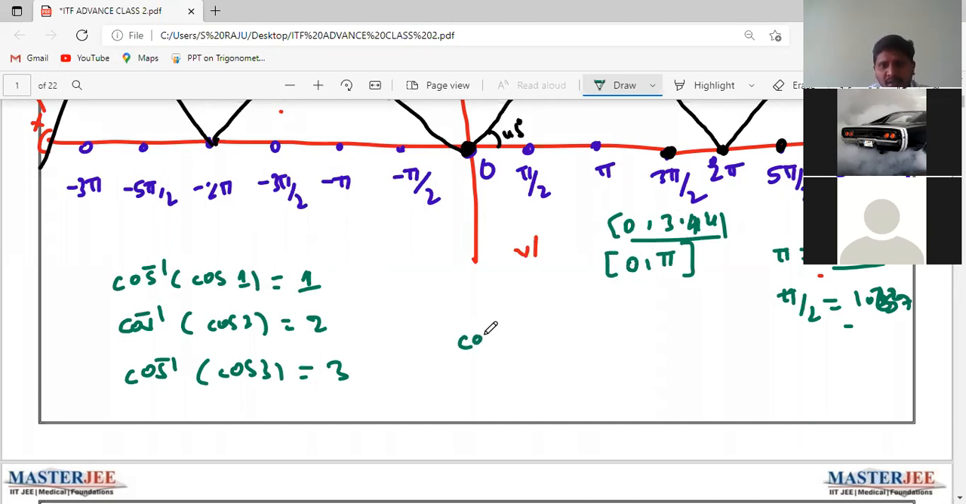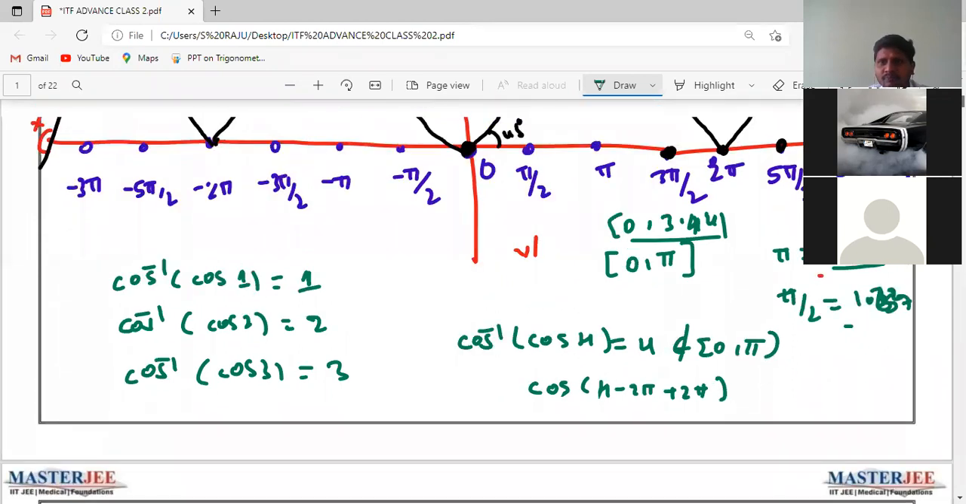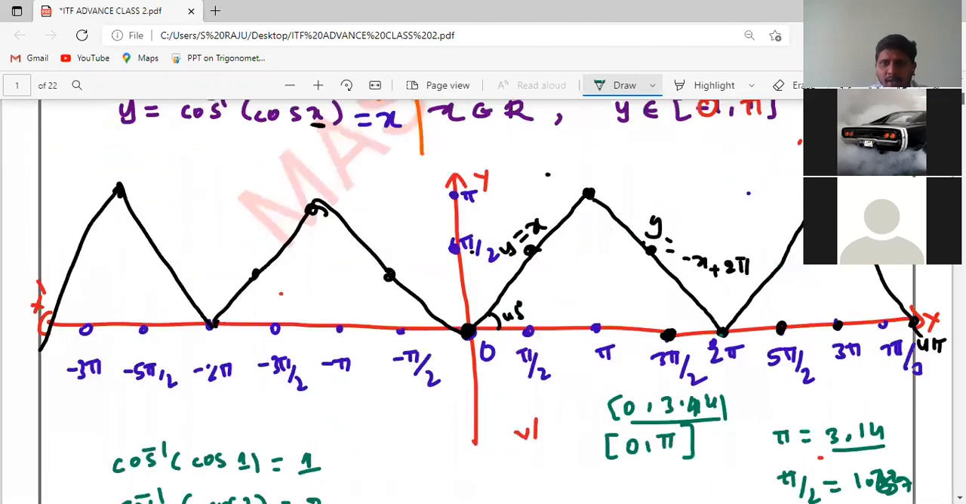Whereas if you take cos inverse of cos 4, is the output 4? Does 4 belong to the principal value branch? No, sir, it doesn't belong to the principal value branch. So what about this 4? 4 is more than pi. So shall we write 4 as cos of 4 minus 2 pi plus 2 pi? We can write it like that anyhow. This 4 is more than pi but lesser than what? 2 pi. Yes or no? 4 is more than pi, less than 2 pi.